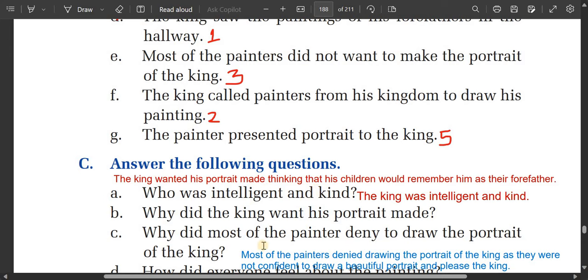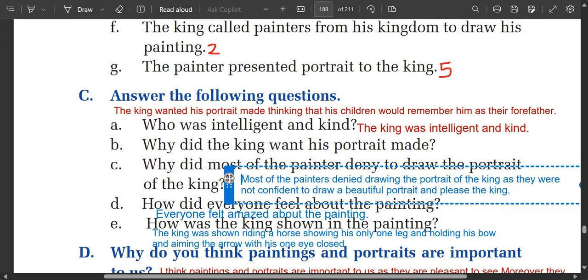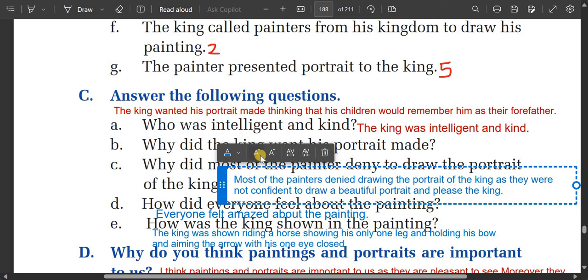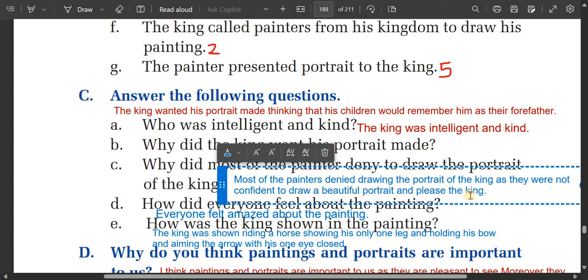Now see, why did most of the painters deny to draw the portrait of the king? Most of the painters denied drawing the portrait of the king because they were not confident to draw a beautiful portrait and please the king. They were not confident in it. So most of the painters denied, not confident to draw a beautiful portrait.